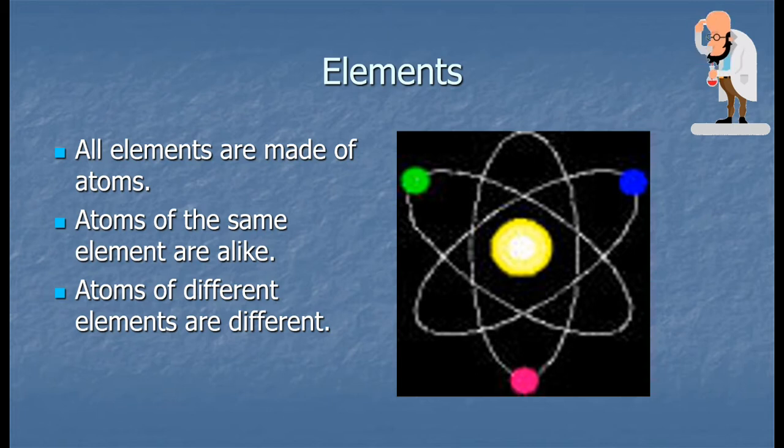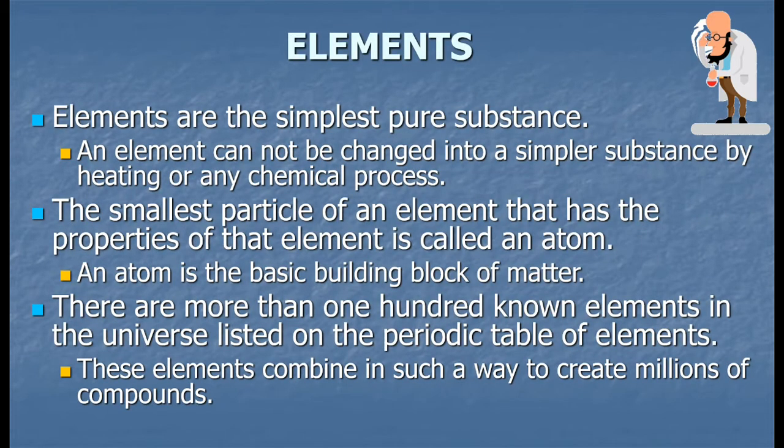So this was a basic concept that we learned last week. Elements are the simplest pure substance. An element cannot be changed into a simpler substance by heating or any chemical process. The smallest particle of an element that has the property of that element is called an atom.